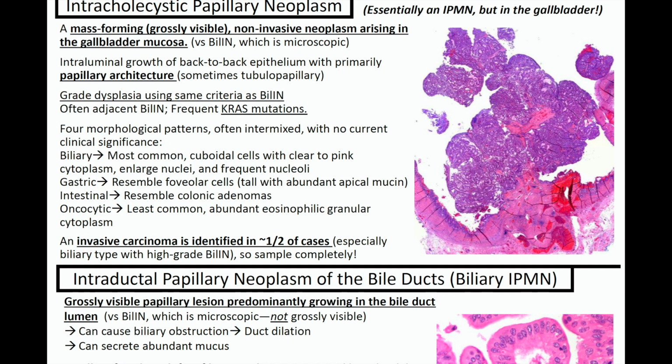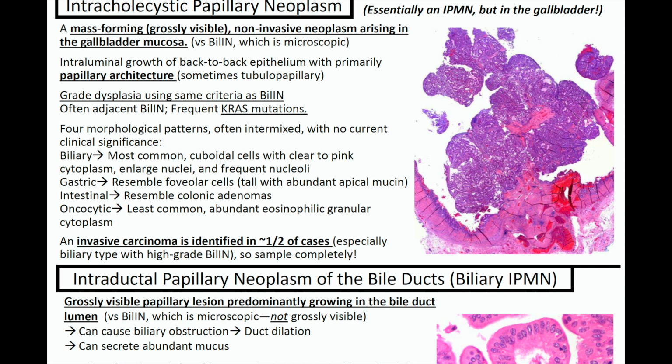Those are biliary, which is the most common, with cuboidal cells with clear to pink cytoplasm, enlarged nuclei and frequent nucleoli. Gastric, which resembles foveolar cells, with tall cells with abundant apical mucin. And intestinal, which resembles a colonic adenoma. As well as oncocytic, which is the least common, with abundant eosinophilic granular cytoplasm.